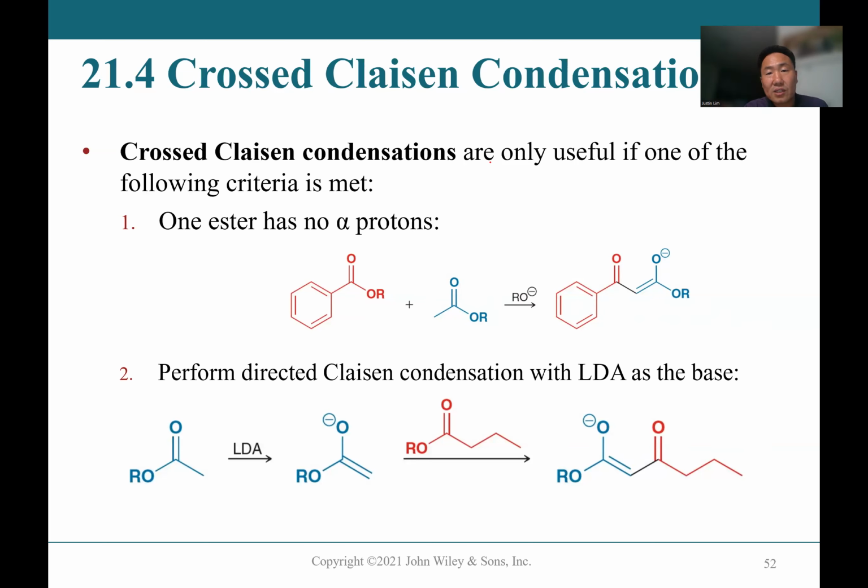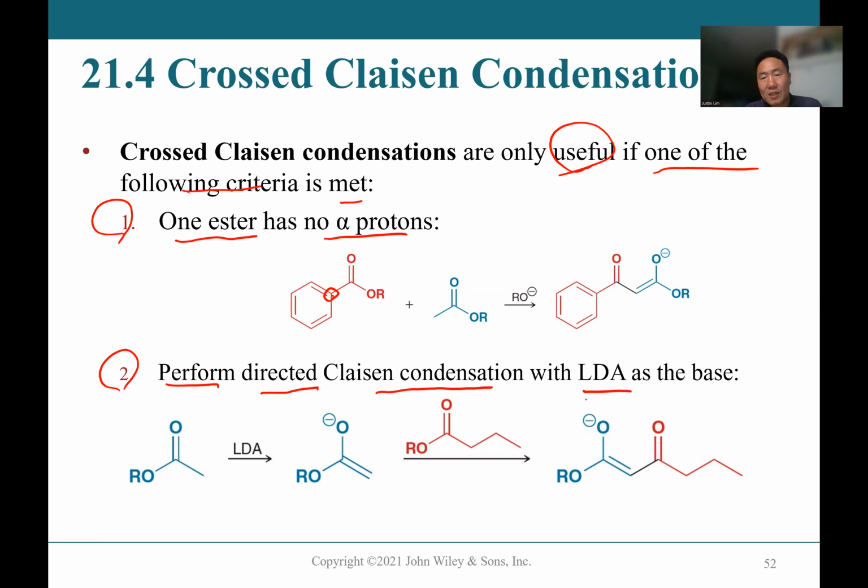Crossed Claisen condensations are only useful if one of the following criteria is met. Number one, one ester has no alpha proton. In this case, there's no alpha proton. Number two, perform a directed Claisen condensation with lithium diisopropylamide as your base. When you use lithium diisopropylamide with an ester, you can generate the enolate ion, and it can attack the carbonyl carbon to give the product.